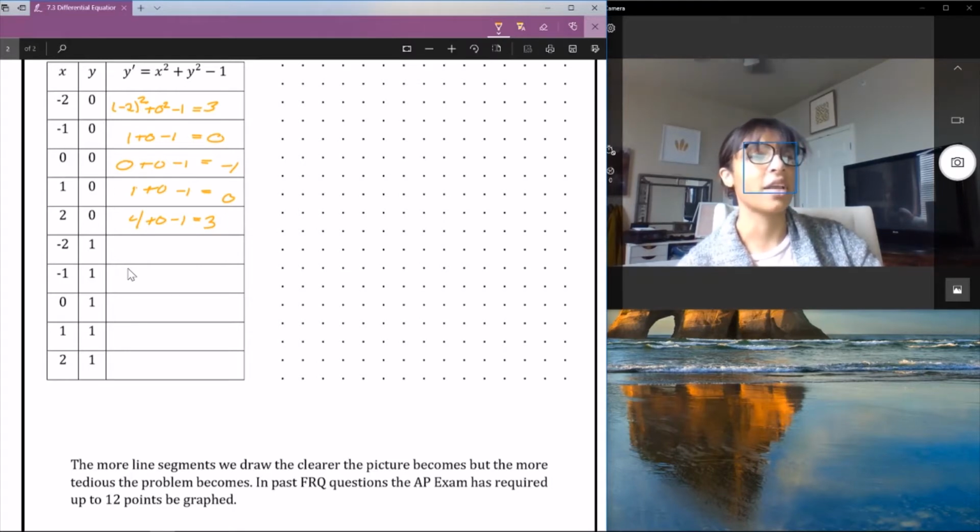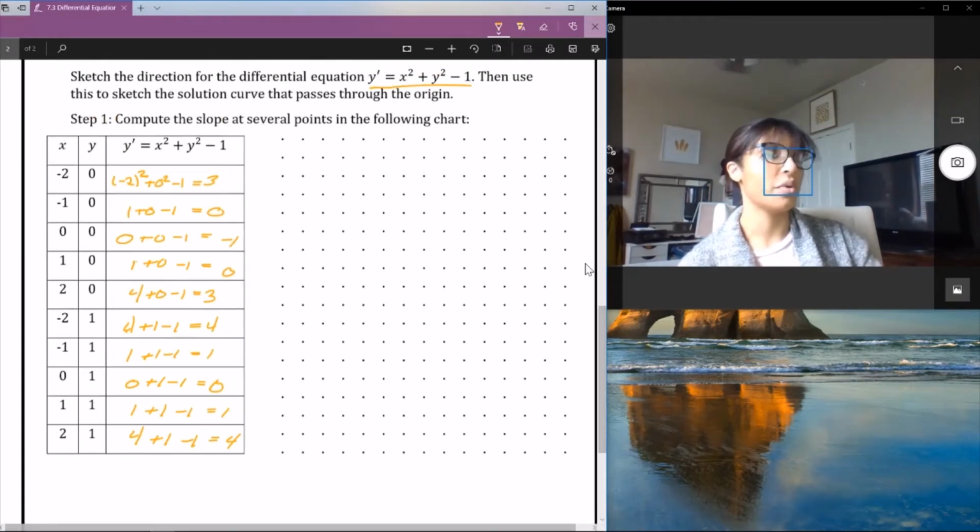For -2, 1, it will be 4 plus 1 minus 1, which gives us 4. At -1, 1, -1 squared is 1, plus 1 minus 1 gives you 1. At 0, 1, 0 plus 1 minus 1 gives you 0. At 1, 1, 1 plus 1 minus 1 gives us 1. At 2, 1, this will be 4 plus 1 minus 1, which gives us 4. So now we know what the slope is at all of these points.